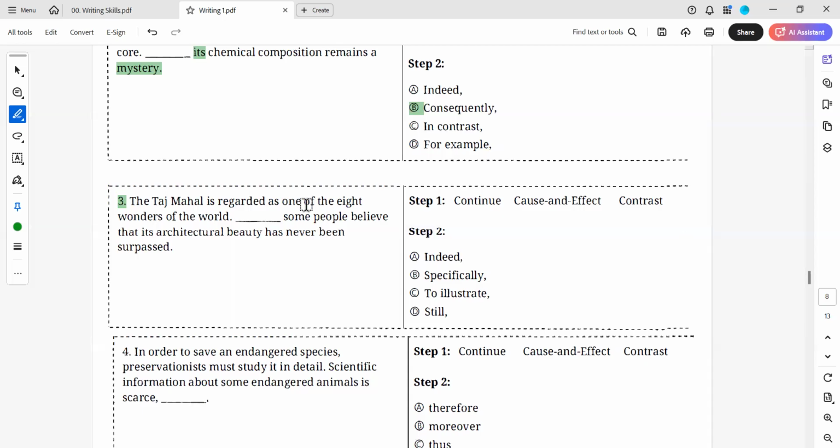Okay, time's up here. Guys, the first sentence, what are they talking about? The Taj Mahal is regarded as one of the eight wonders of the world. Okay, what do we have here in the following sentence? They said, some people believe that its architectural beauty has never been surpassed. We've never seen such beauty. So, what could be the relationship here? Do we have similar ideas? Do we have different ideas or cause and effect relationship? What do you think? Is it continue? Is it contrast or cause and effect?